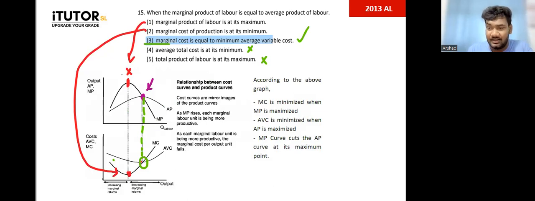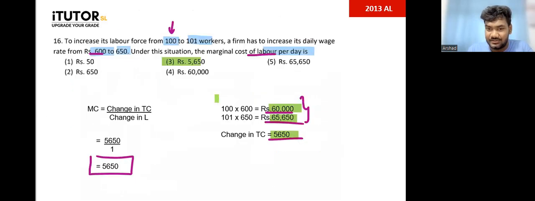Okay. Not labor force. So they're asking the marginal cost of labor. They're not asking marginal cost of producing one unit. So then you take change in labor. If they ask what is the marginal cost of producing one extra unit, then you take change in output. But here they are saying marginal cost of labor. So you take this. Okay.